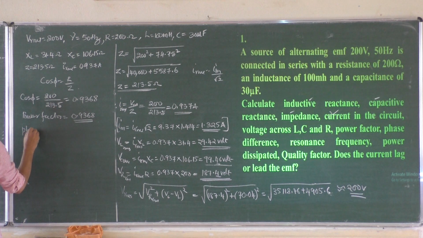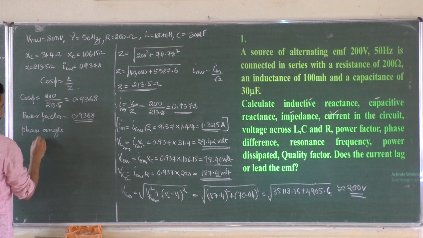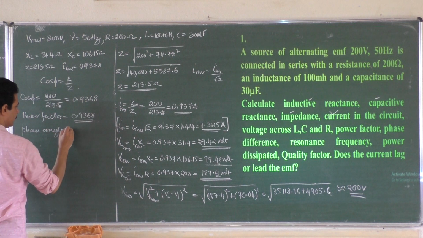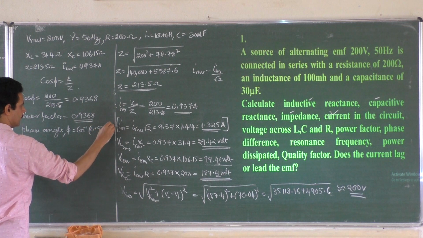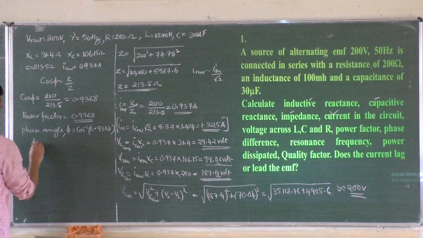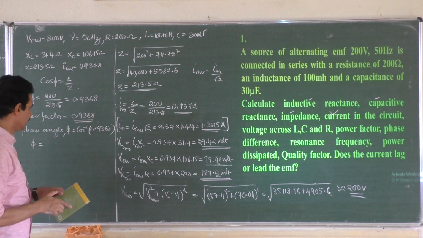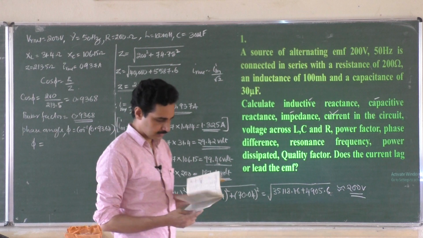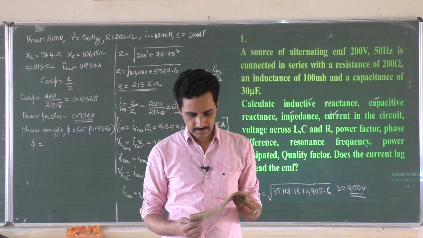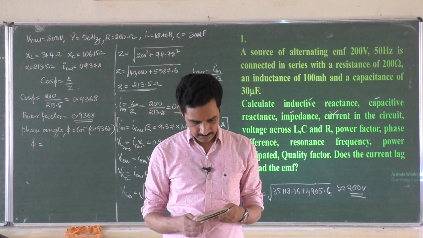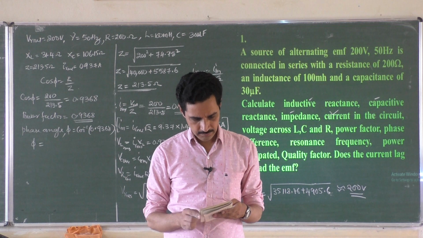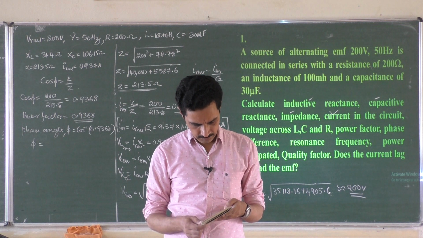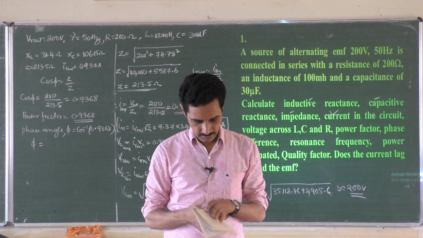What is phase angle? Phase angle here, phi is equal to cos inverse of 0.9368. Go for the class table. You have to take the cos inverse of 0.9368, natural cosines. You have to search for that number, natural cosines 0.9368, it should be in the beginning.